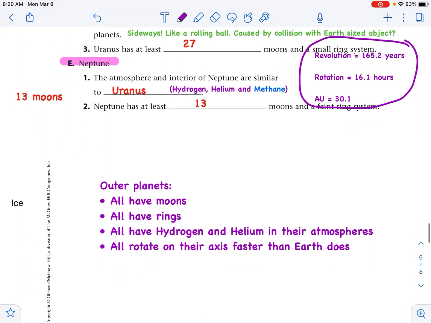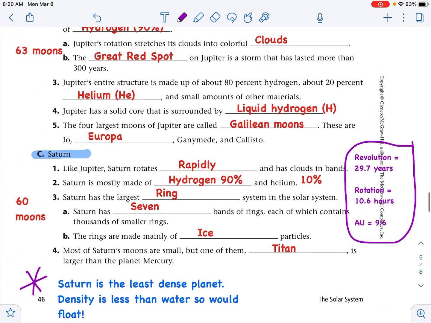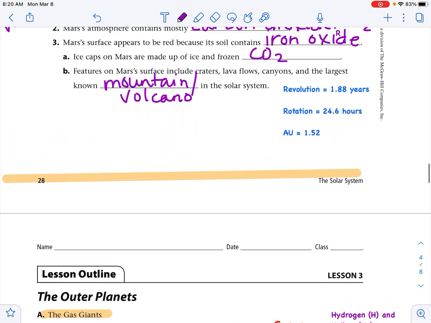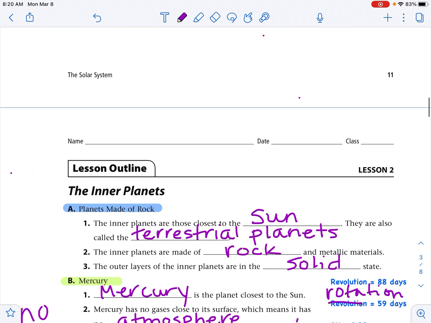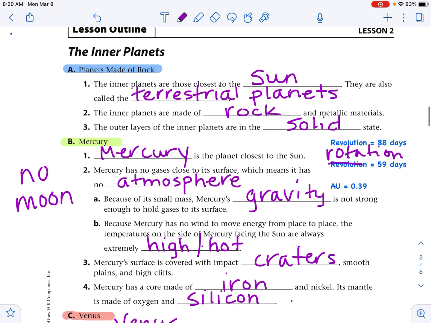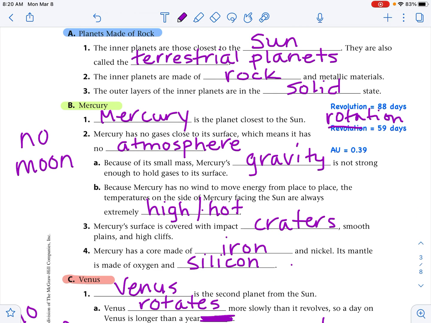Okay? So I'm going to give you a second. You can pause this. I do have one more thing I want us to do on these outline notes. So get this written in. This is going to be important for your study guide. Okay, so let's go back up to the inner planets. And we are going to add the rotation and revolution in the AU for all of those planets.